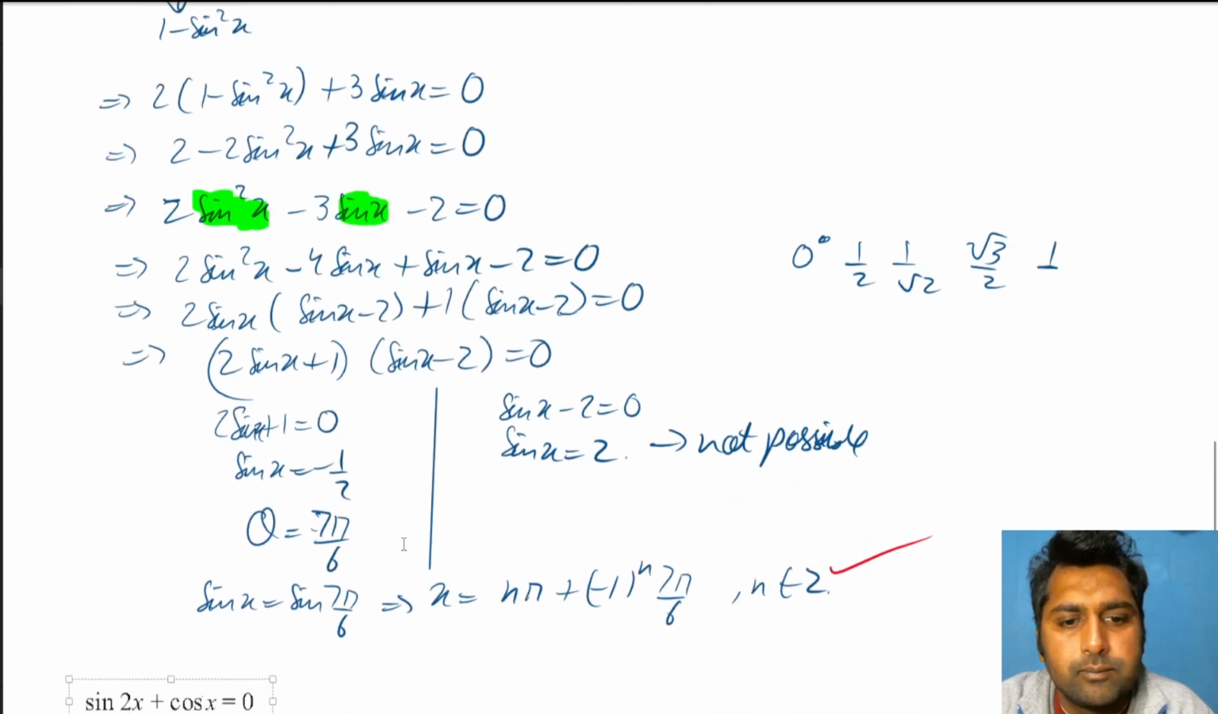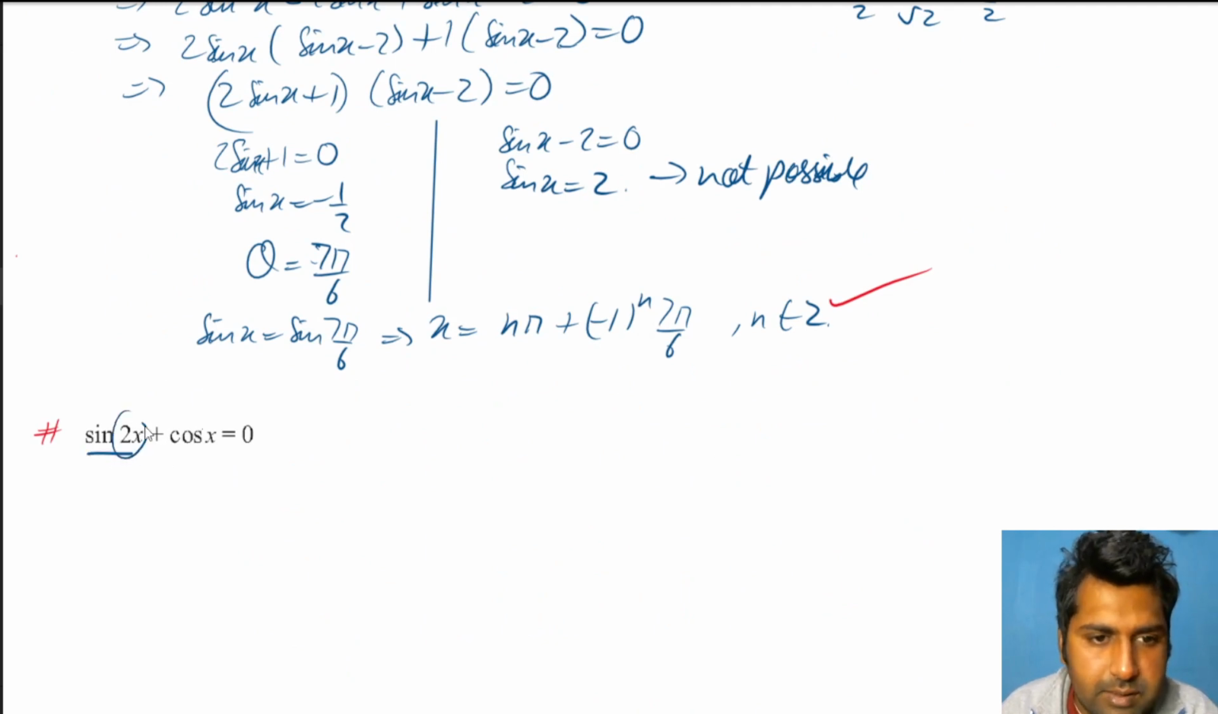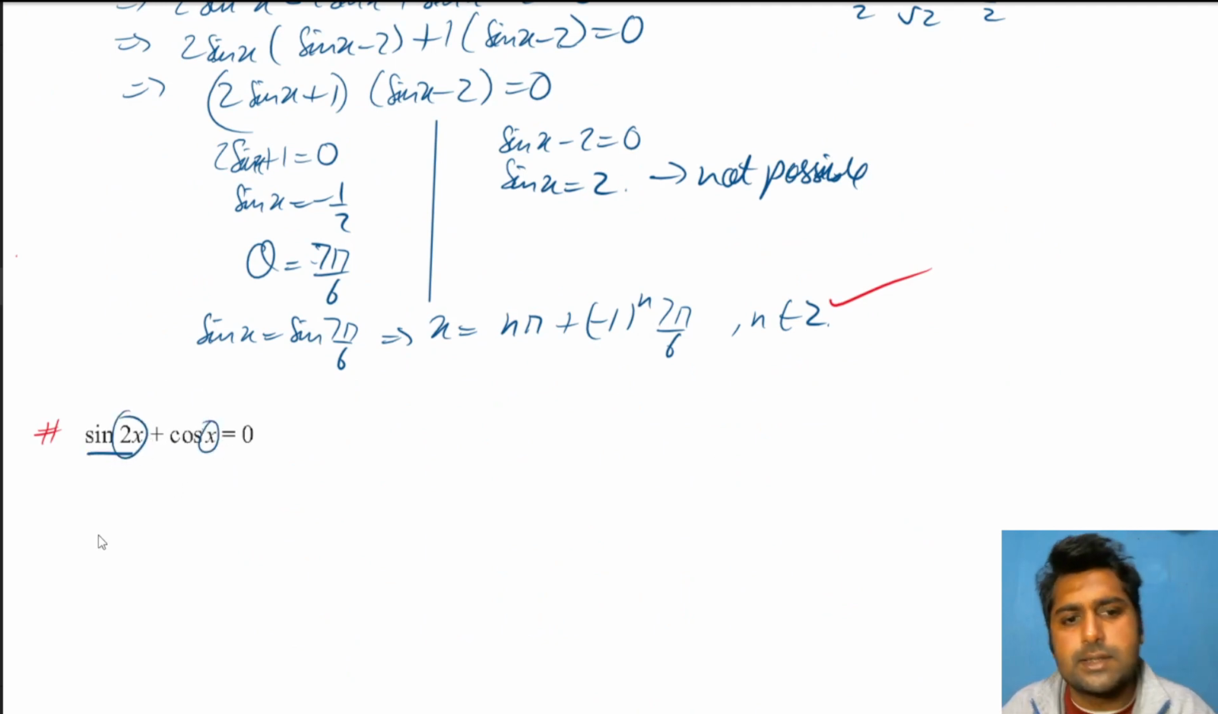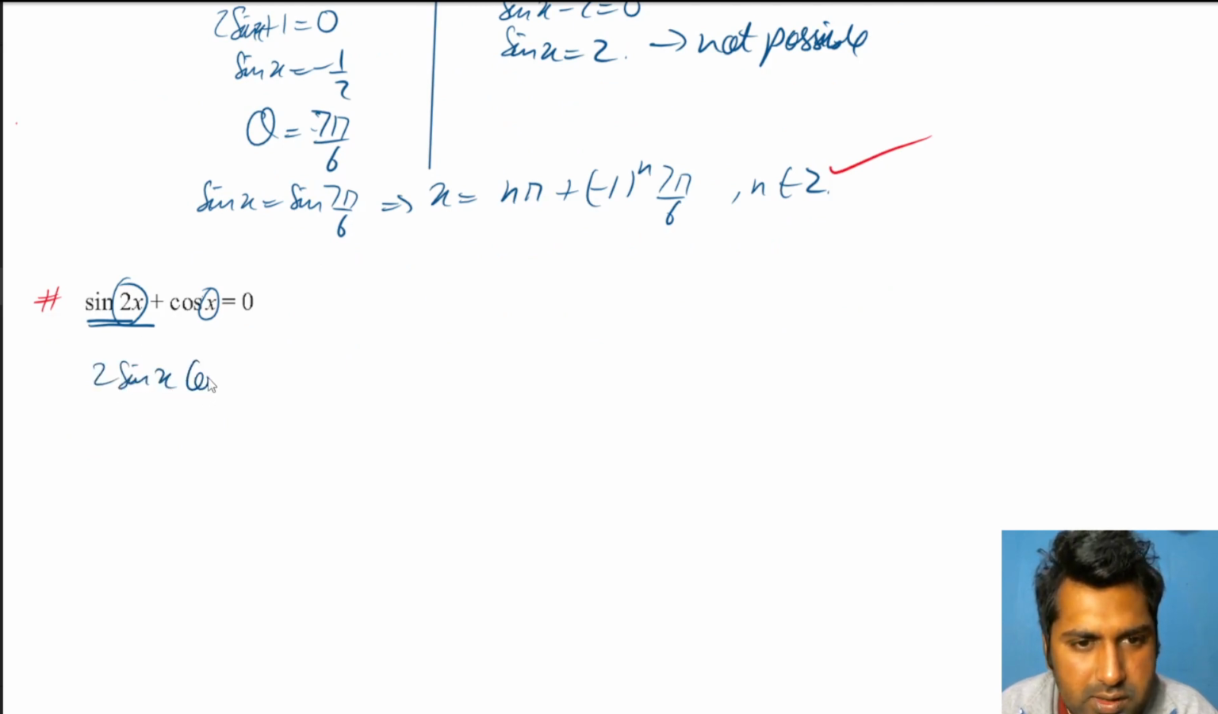This is done. Now let's use some identities also. Not always will you get a quadratic equation. So look at this, sine 2x. This time there is a double angle present, and here it is cos x. So for this, I can use the property of sine 2 theta. What is sine 2 theta? It is 2 sine theta cos theta, plus cos x equal to 0.